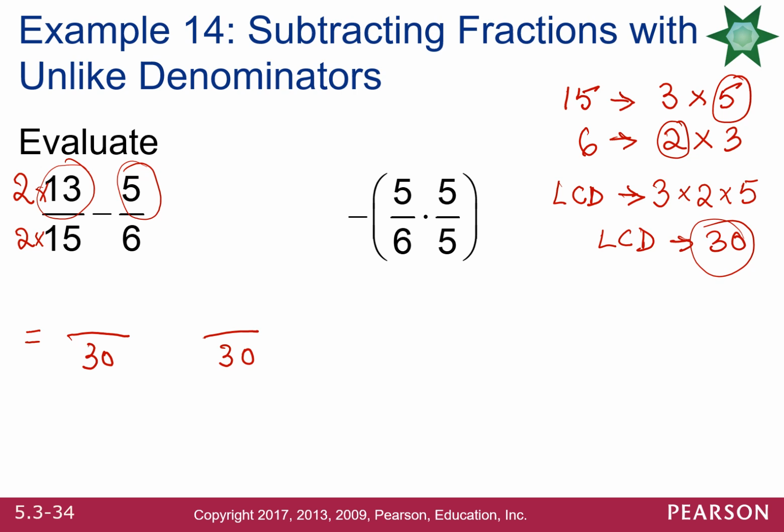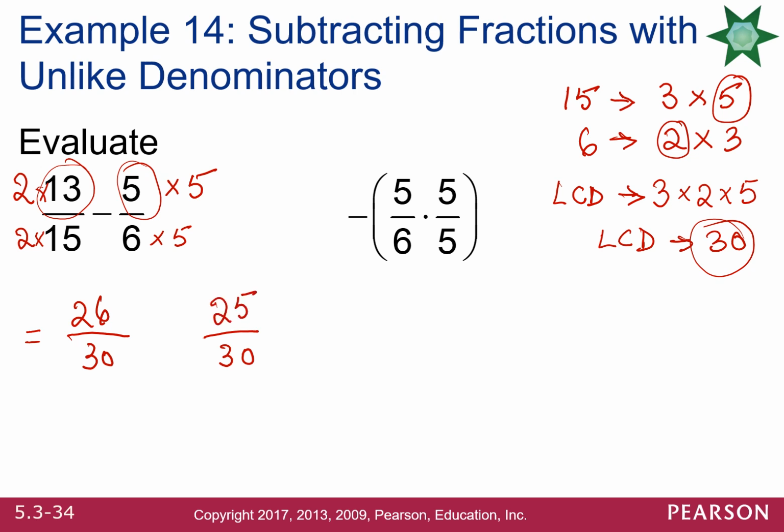So 2 times 13 is 26. The first fraction, once we change the denominator, becomes not 13 by 30, but 26 by 30. Let's look at the second one. We changed the 6 to a 30, correct? What did we have to multiply 6 with to get a 30? 5, correct? So we multiplied the 6 by 5. You have to do the same thing to the numerator and get 25 by 30.